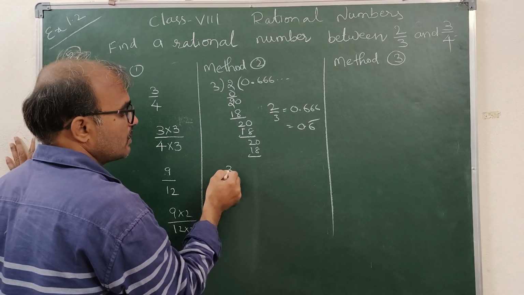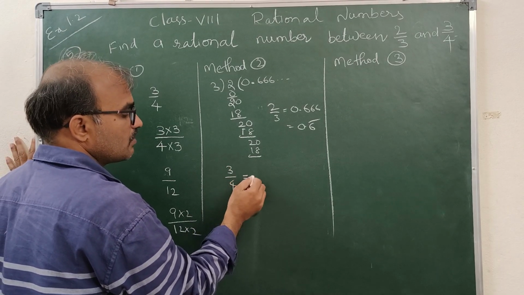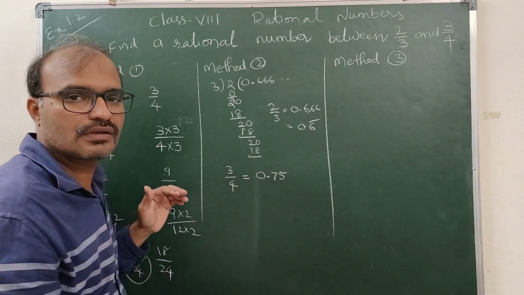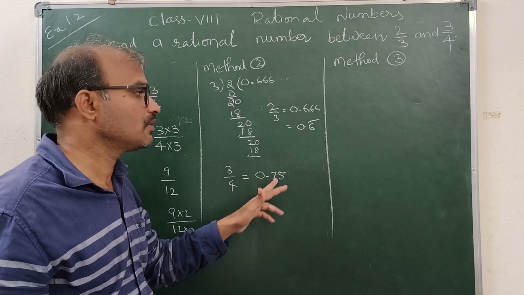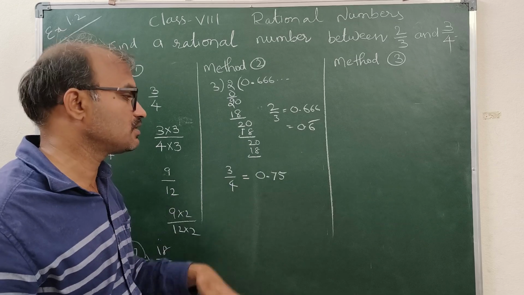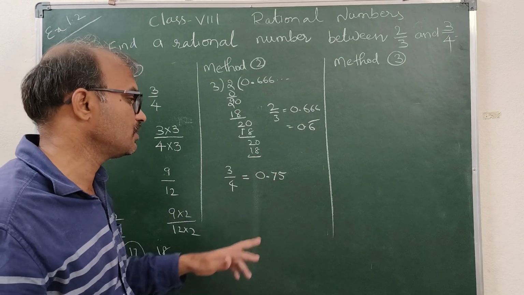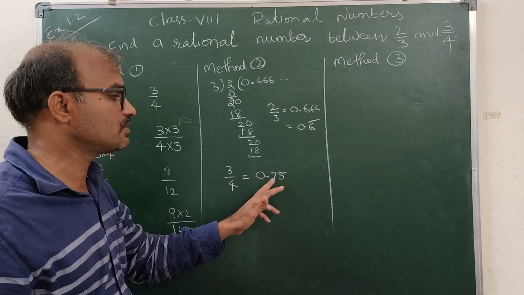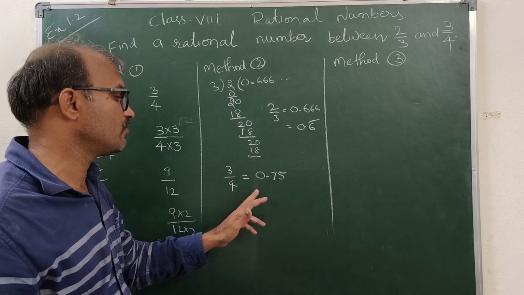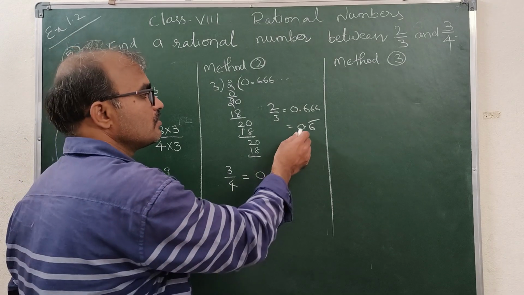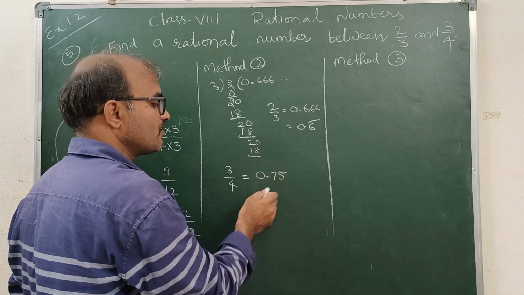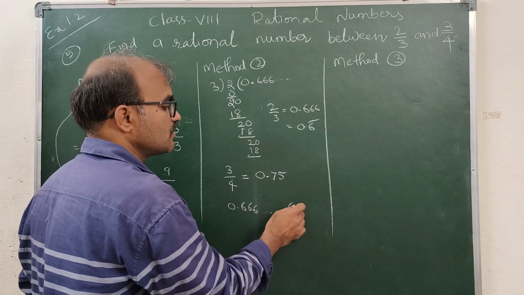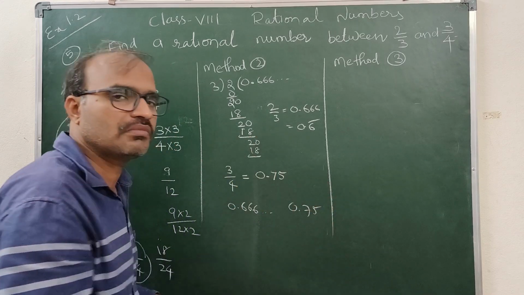Similarly, you divide 3 by 4. If you divide 3 by 4, you will get 0.75, right? It is a terminating decimal. The other is a non-terminating repeating decimal. Both are also rational numbers only. Again, you can convert this into this. Both are same, right? You can write 75 by 100, and again 3 by 4. So now 0.6666 and 0.75. In between you can write any number of digits.